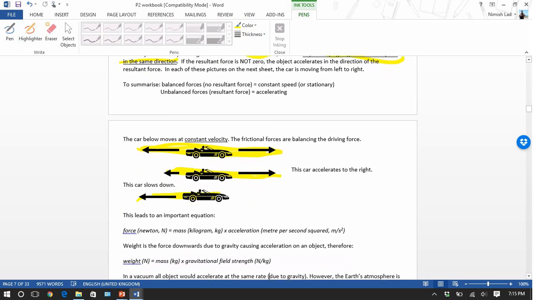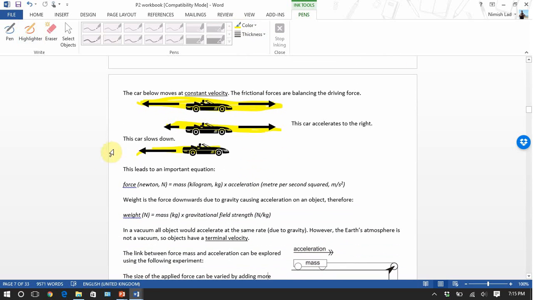So this leads to an important equation known as Newton's second law. So that's force equals mass times acceleration. The biggest thing that people make mistakes with in this one, they forget that the mass is in kilograms. Please make sure the mass is in kilograms. Weight is also an important force, and as I said earlier on, weight is equal to mass times gravitational field strength, which is usually 10 on Earth. They'll tell you that in the exam. But mass, remember, in kilograms.